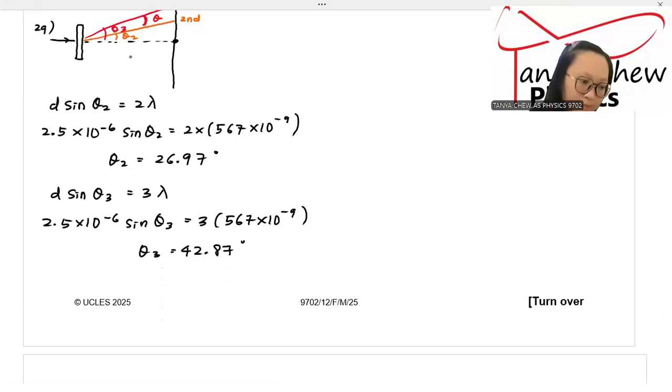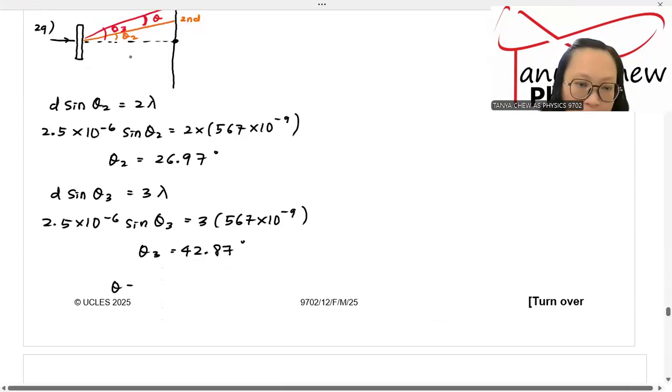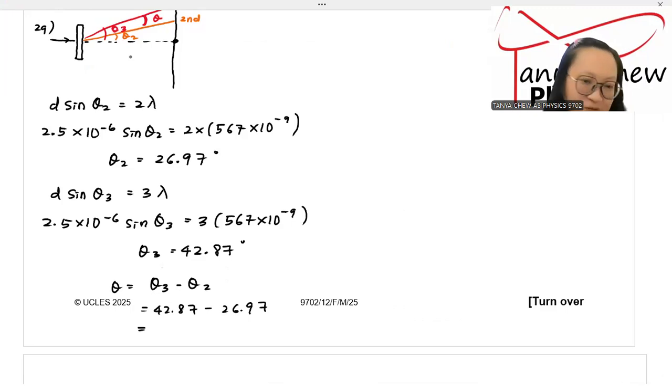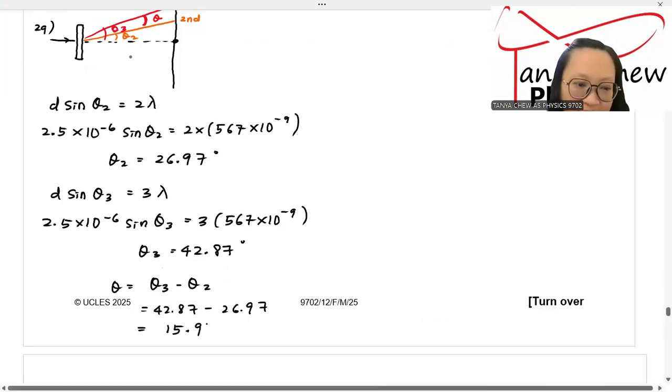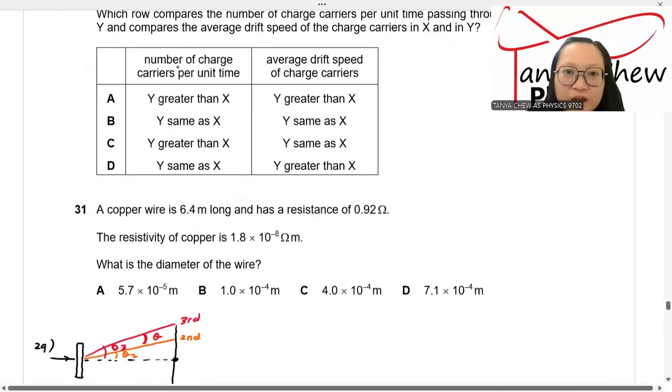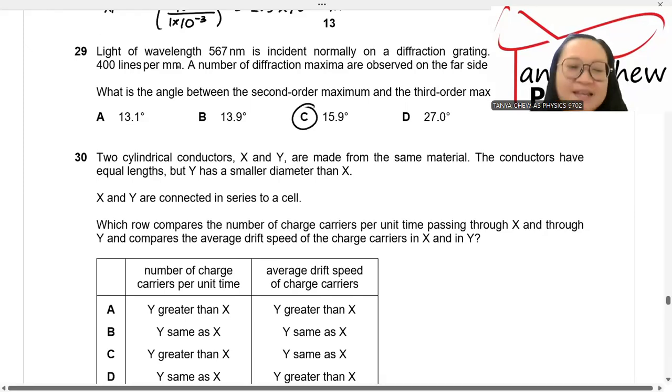Right? So you want to find your theta, which is equal to theta 3 minus theta 2, which is equal to 42.87 minus 26.97. And round it off to the closest value, 15.9 degrees. So I get 15.9 degrees. C is the answer.